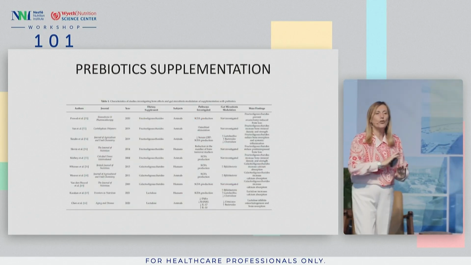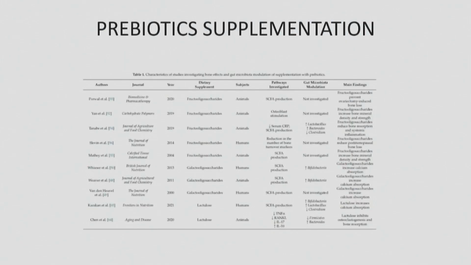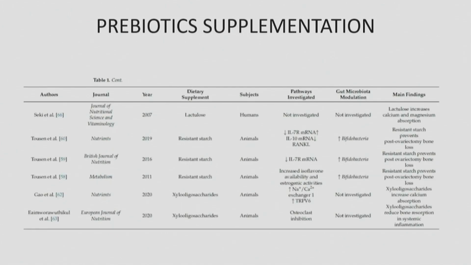Of course, there are a lot of studies showing how prebiotic supplementation can change the production of short-chain fatty acids and can have a main effect on the bone. Basically, these are preclinical studies on animals. So there are a lot. Look at this. We have different kinds of dietary supplementation, such as lactulose, resistant starch, or oligosaccharides. And look at this: only very few studies in humans.